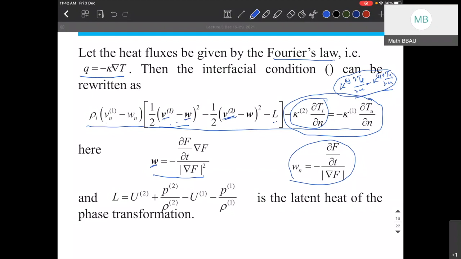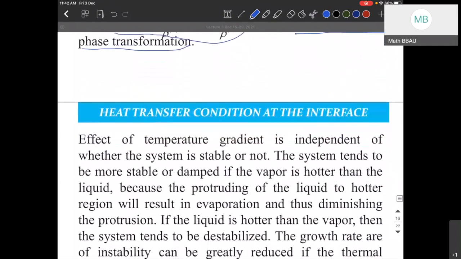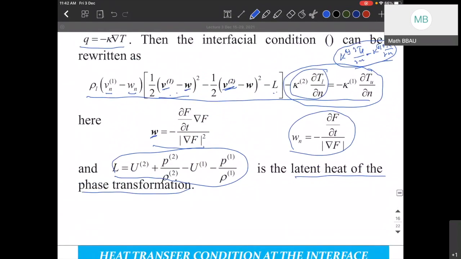And this V_n1 is the normal component of velocity in fluid phase 1. This W_n is the normal component of velocity at the interface. And here L is basically this quantity, which is known as the latent heat of the phase transformation. Now this is the equation which has been derived from the diffusion equation, and it is the most generalized equation.